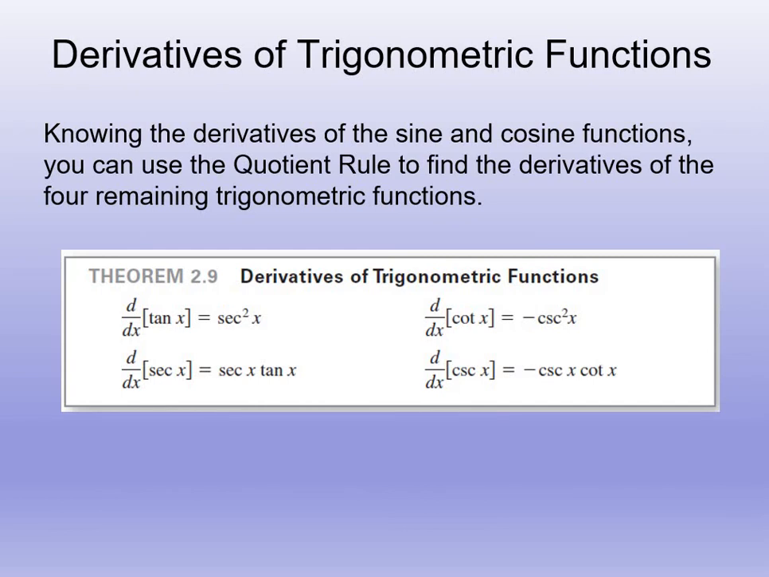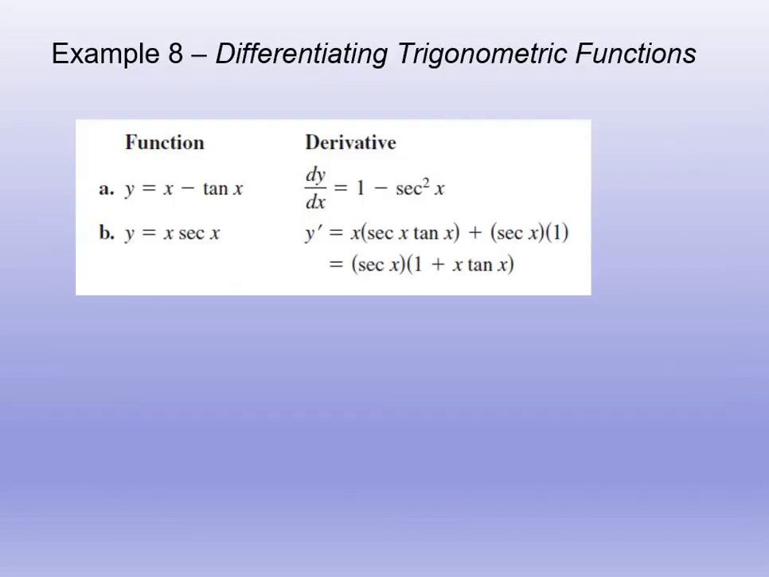Remember I told you earlier when we were doing the derivative of cosine, the derivative of all the co-functions is always negative. So the derivative of cotangent is negative cosecant squared x, and the derivative of cosecant x is negative cosecant x cotangent x. Just like the derivative of cosine is minus the sine, the derivative of all the co-functions will always be negative. That's a rule of thumb you can always pay attention to when you do this.